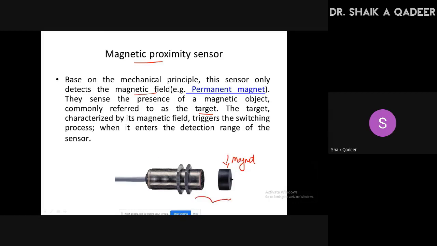When this magnet is in the detection range, so this is actually a switch. All proximity sensors are switch only. When the magnet is in the range of detection, it becomes close. This happens in range. Target detected. And the switch will be open if the target is not detected. Right?